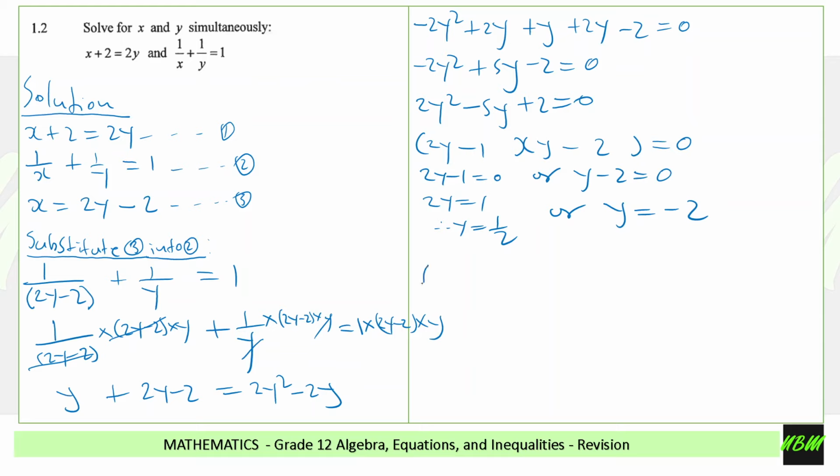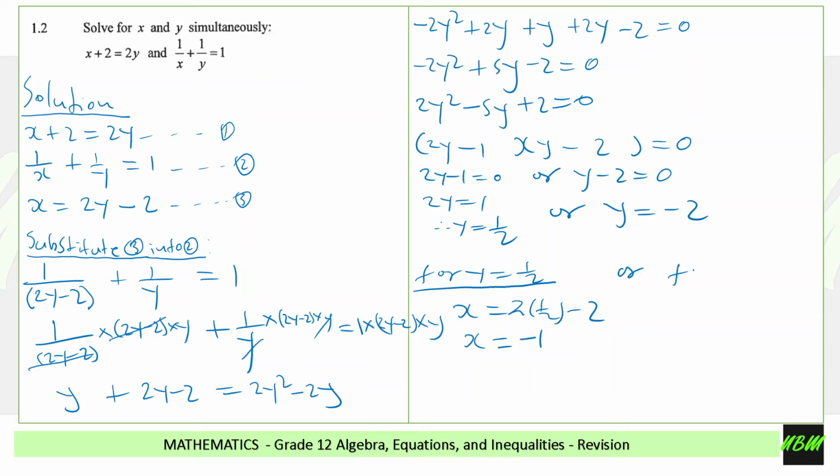So now for y is equals to 1 over 2, what will be the value of x? X will be equals to, we are now going to substitute y is equals to 1 over 2 in equation number 3. We are going to use equation number 3 where x is already the subject of the formula. So x will be equals to 2 times half minus 2. Then x will be equals to minus 1.